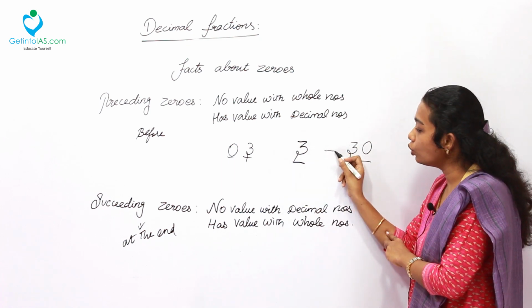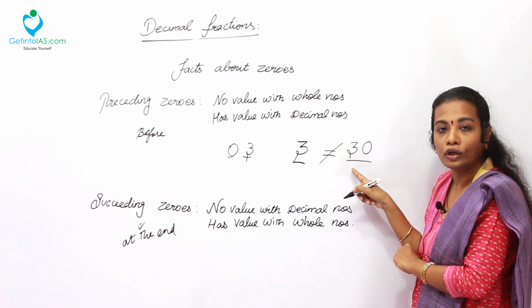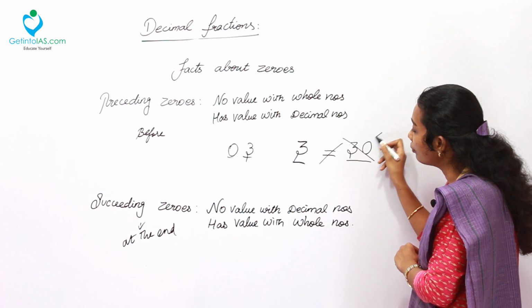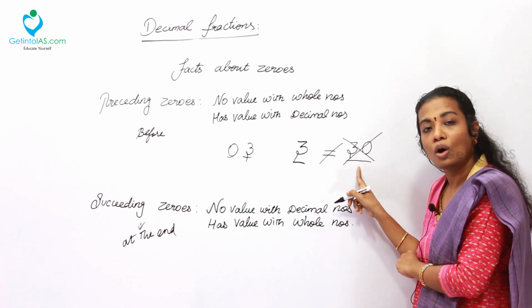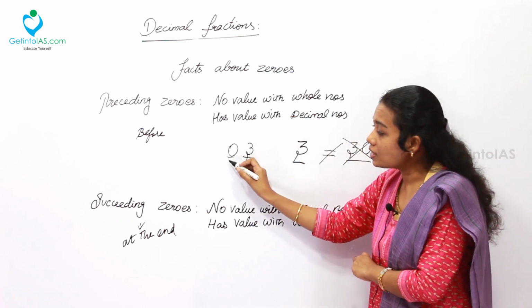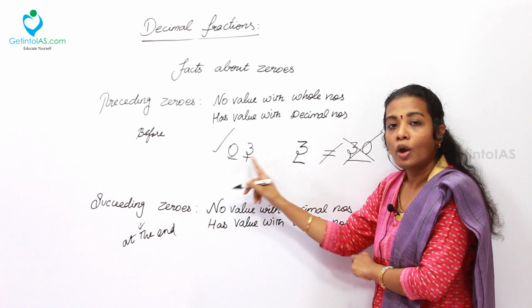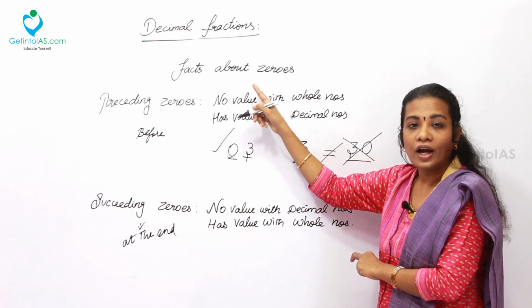So here the value is exactly changed, that is 3 which is not equal to 30. So writing a 0 after the integer is not allowed. Why? Because the value is totally changed, but it is allowed to write the 0 in front of the integer. Those are the things we are learning about facts about 0.